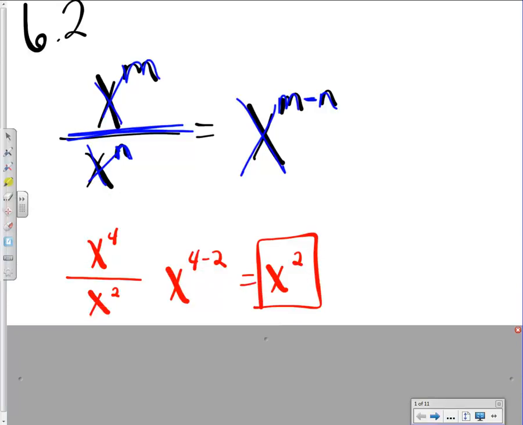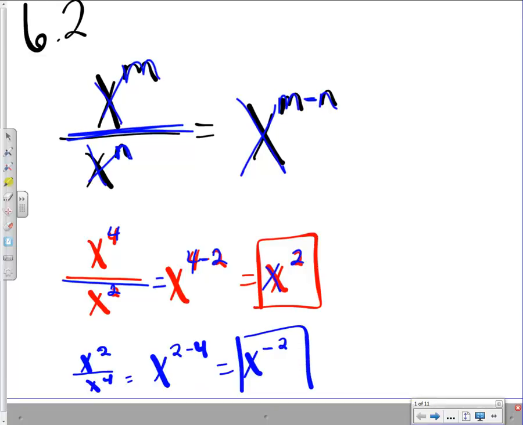So for example, if I have x to the fourth power divided by x squared, I want you to see that I brought my x over. I have the 4 minus 2 because 4 was on top, so 4 came first. The 2 was on the bottom, so it came second. It's a subtraction problem because it's division. I subtract 4 minus 2 and I get x squared as my final answer.